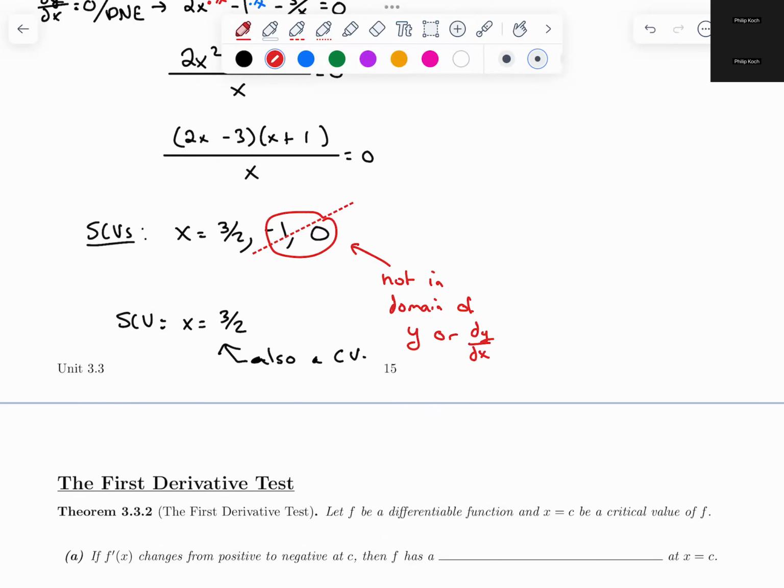So the only semi-critical value we have is 3/2. But that's also a critical value because the function is defined there. Its domain is all positive numbers. 3/2 is a positive number. So it's both a critical value and a semi-critical value.